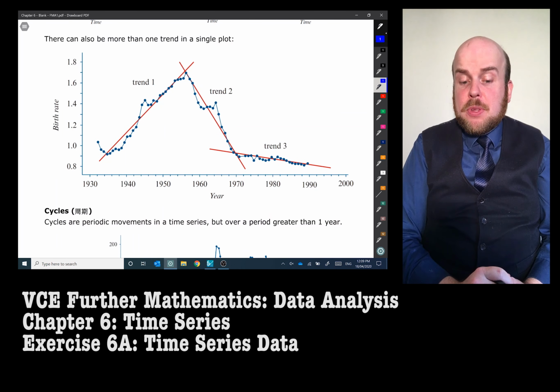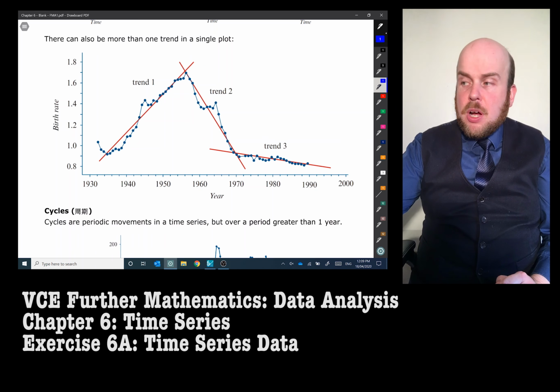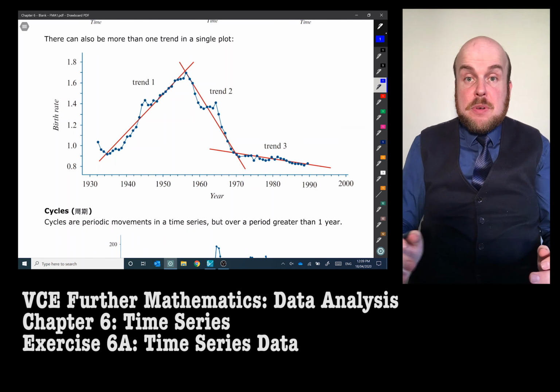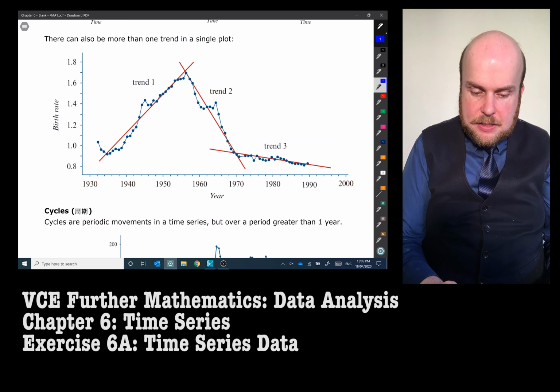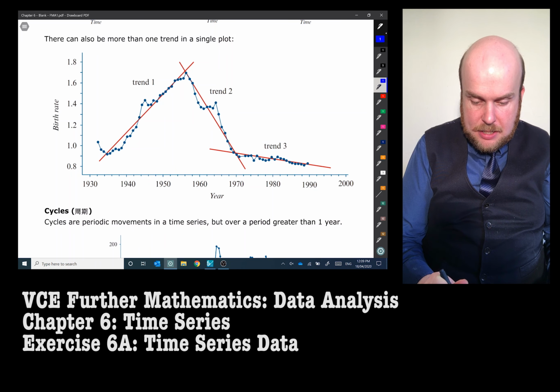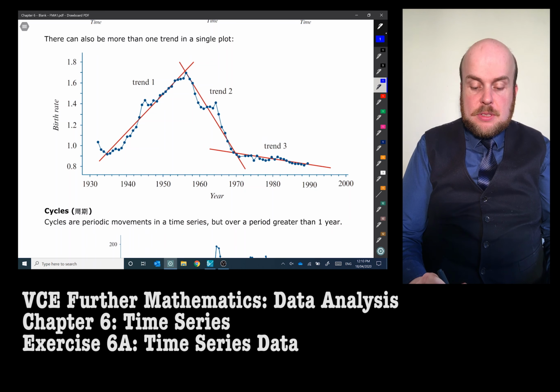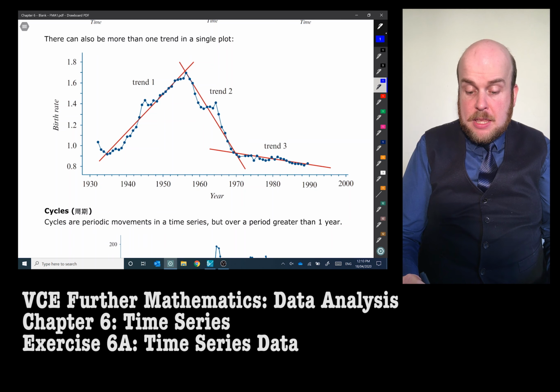There can also be more than one trend in a single plot, so it can go up and then it can go down. What I would need to do is be specific. So here we can see there is a general increasing trend from 1930 till 1956. And then there's a general decreasing trend until 1972. And then there is a further decrease from 1972 to 1996.